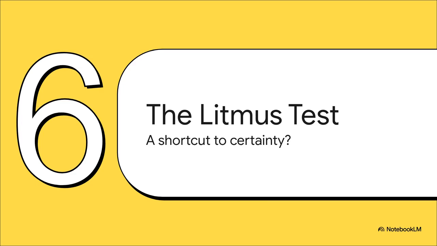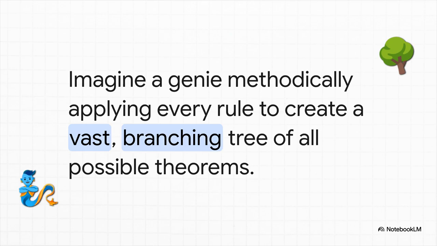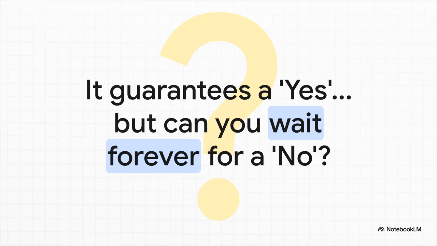So we found a pattern. But what about a shortcut to certainty? Is there some kind of ultimate litmus test we could use? A perfect test that gives us a definitive answer for any string we can think of? Well, you could try the brute force approach. Just imagine a super powerful computer, a genie that starts with MI and just goes nuts. It applies every rule to every new string it makes in every possible way. It would build this gigantic, ever-expanding tree of every single possible theorem. Now, if a string is a theorem, our genie would eventually spit it out. But here's the catch. What if it's not? How would you know? You'd have to wait forever, because it could always be the very next string the genie makes. So this method can eventually tell you yes, but it can never ever give you a confident no.